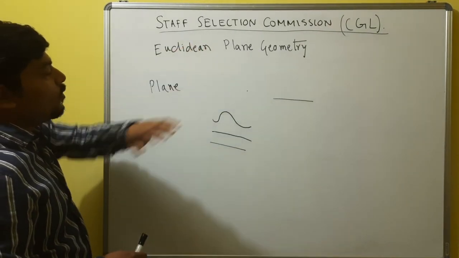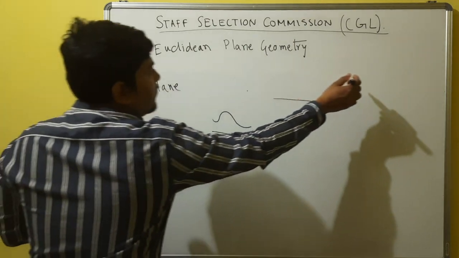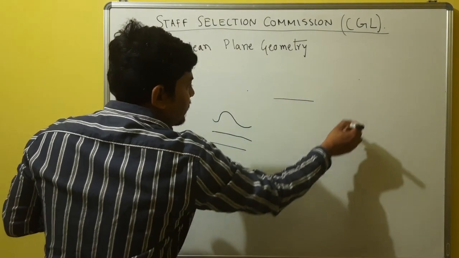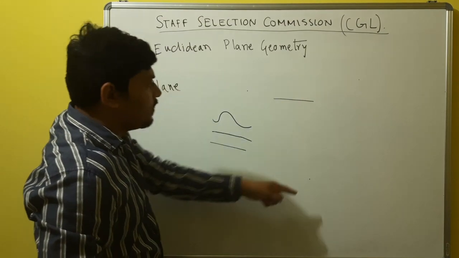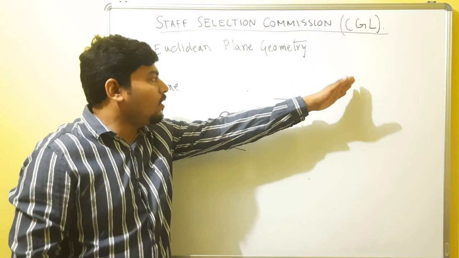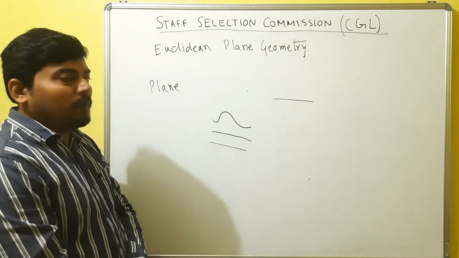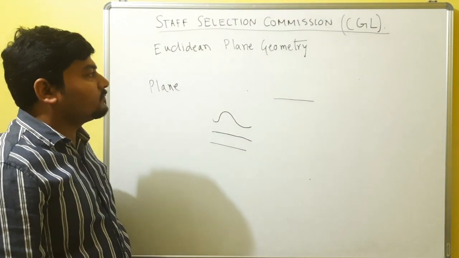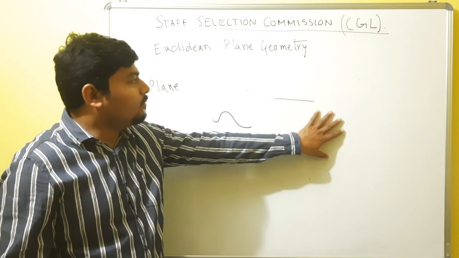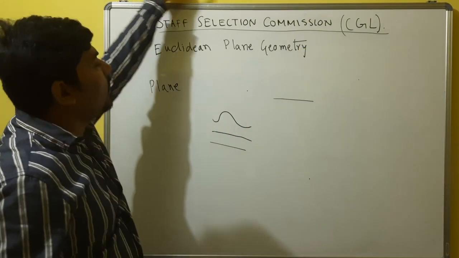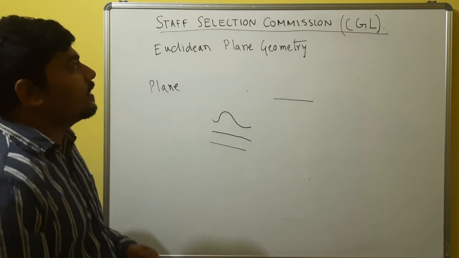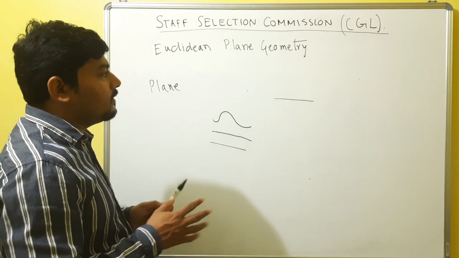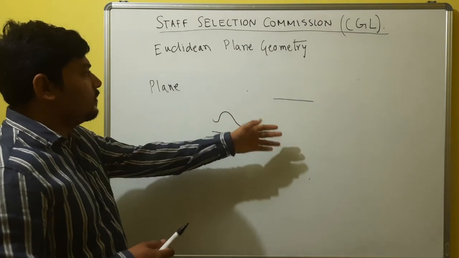Whether this board is a plane or not: if I take any 2 points and draw a line here, will all the points not be on the board? Yes, all the points are. So that's why this board is a plane. This wall is a plane too, maybe not that smooth, but for now we can consider them as planes. This board is very smooth, so we can definitely consider it a plane in geometry.